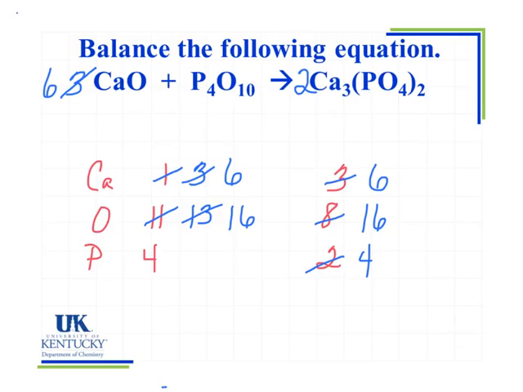So on the left, I have 6 calciums. On the right, I have 2 times 3, so 6 calciums. On the left, I have 6 plus 10 oxygens, and on the right I have 2 times 4 is 8, times 2 is 16 oxygens, and then I have 4 phosphorus, and 2 times 1 times 2 is 4 phosphorus on the right. So it appears that with these coefficients I have a balanced chemical equation.